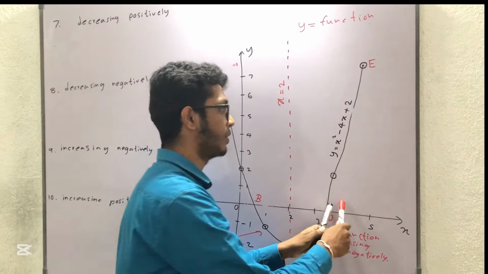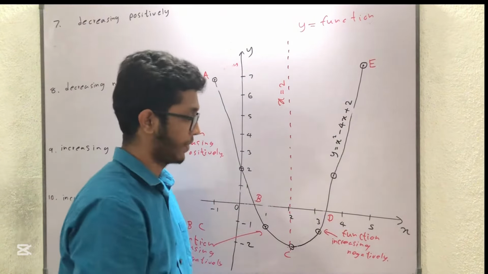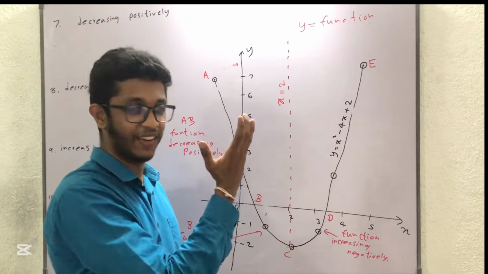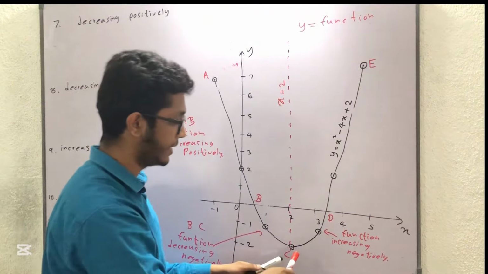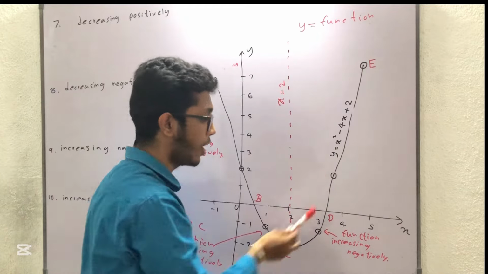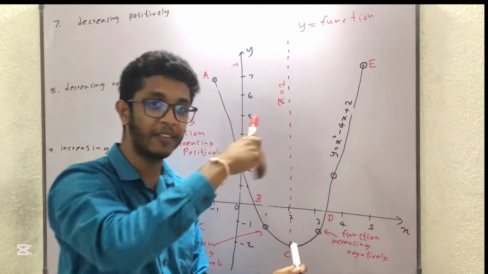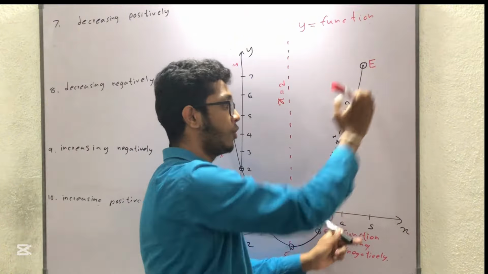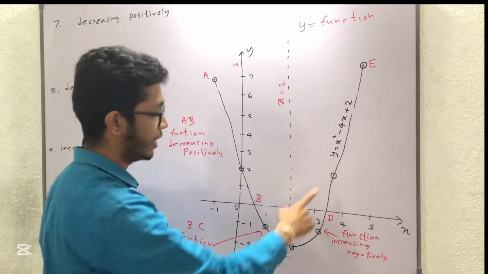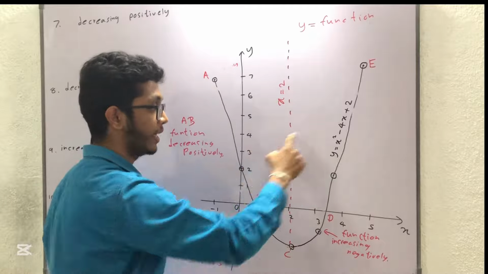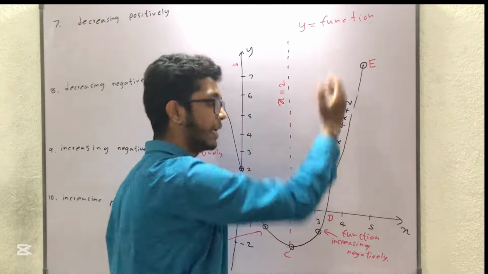What can you say about the DE part of the graph? Function is increasing, no? Function is increasing because starting from C to E, y values are increasing. DE is also a subpart of CE. So here also y values are increasing. Y value is 2. Here y value is 3. Y value is 5. Y values are increasing.